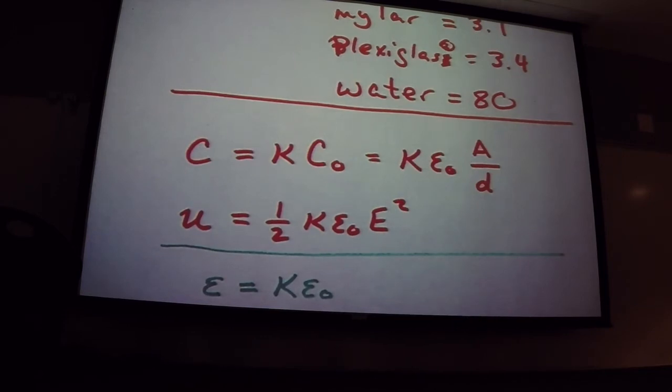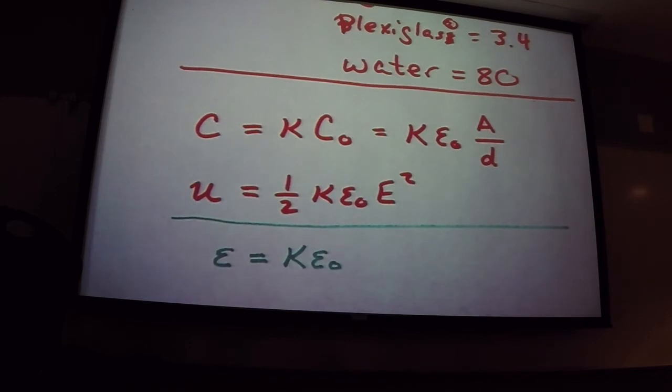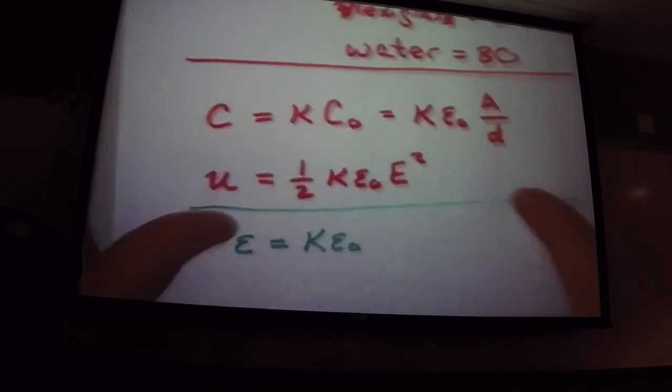Gauss's law of dielectrics? No, I'm not going over Gauss's law of dielectrics. Basically, for Gauss's law of dielectrics, you just replace epsilon naught with epsilon in Gauss's law. That's it.